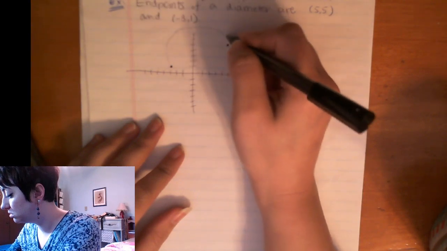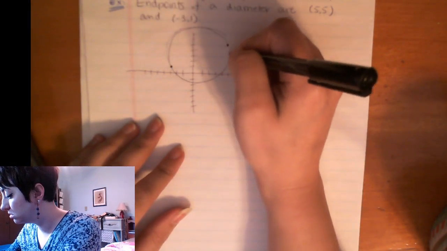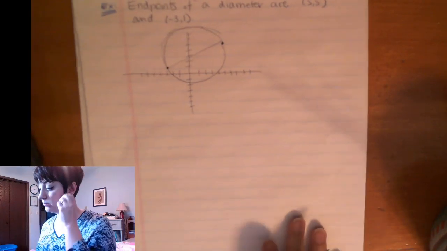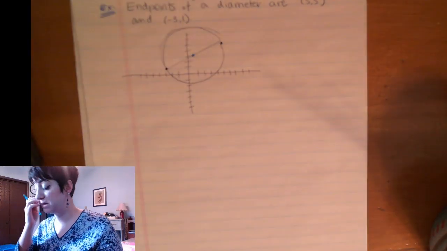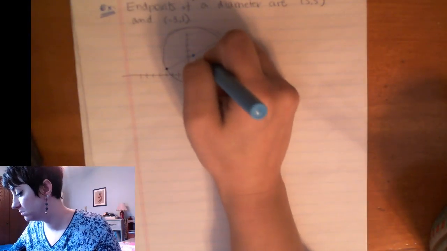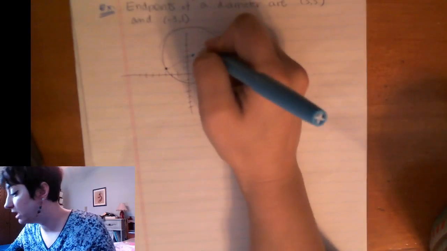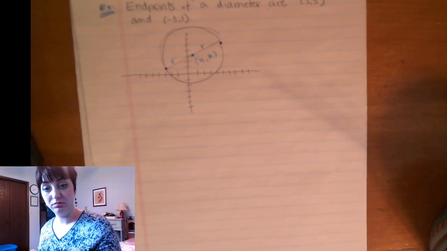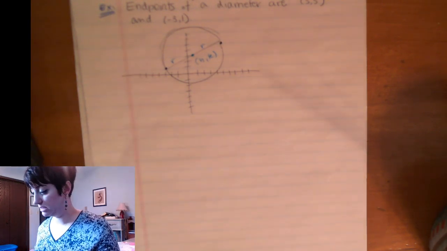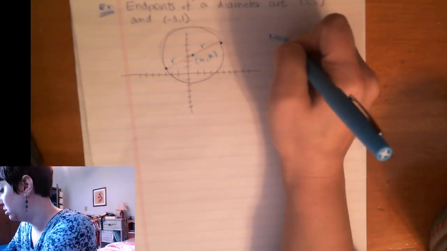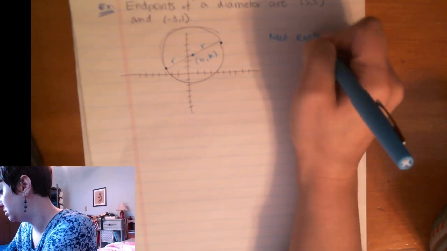So that tells me that my circle is something like this, and in the middle is my center, right? Now, since the diameter is twice the radius, I know that this has to be r. Each one of these has to be r. Okay, so that's everything we need. Remember, we need a radius and we need a center.